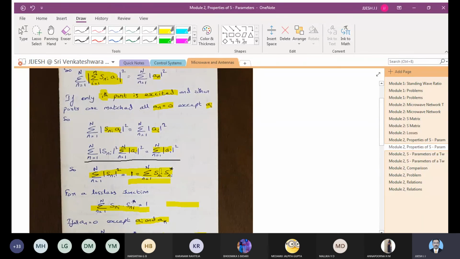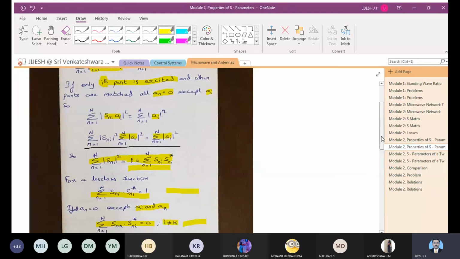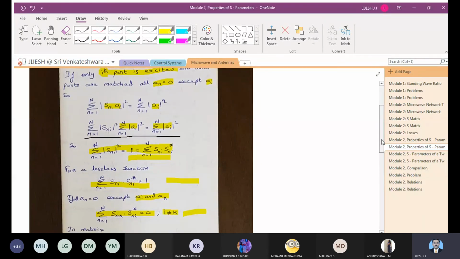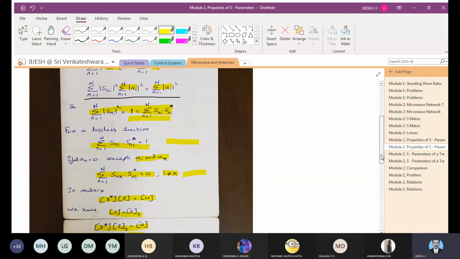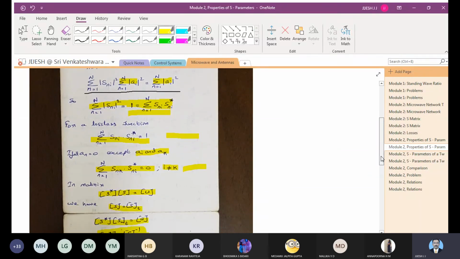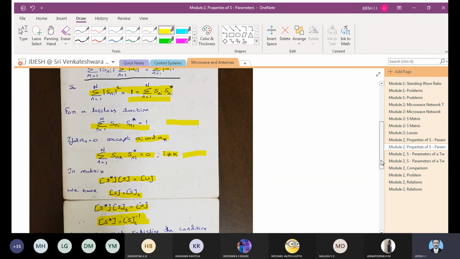So summation of n equal to 1 to n Sni Sni conjugate is equal to 1 for the lossless junction. If all an are equal to 0 except ai and ak, we are taking two terms i and k, with i not equal to k, then if you take the conjugate, summation of n equal to 1 to n Snk Sni conjugate should be equal to 0. So these two equations we have, and we are using the previous property 2 to simplify it further.